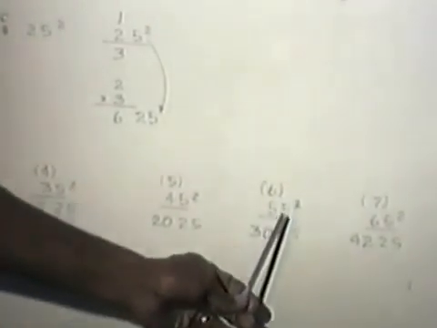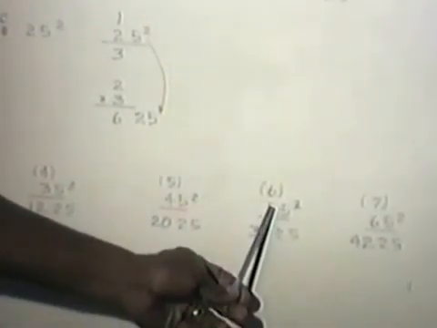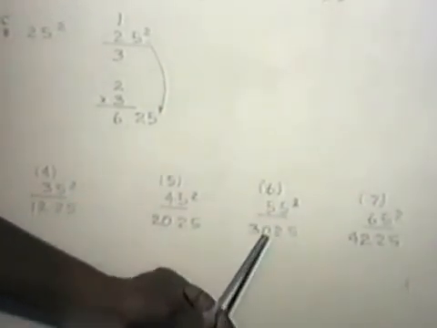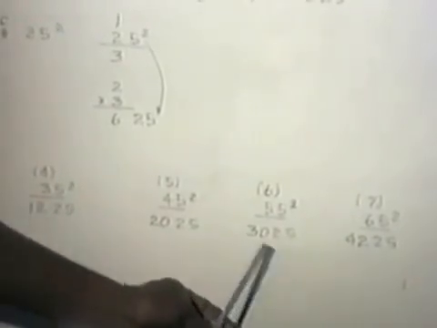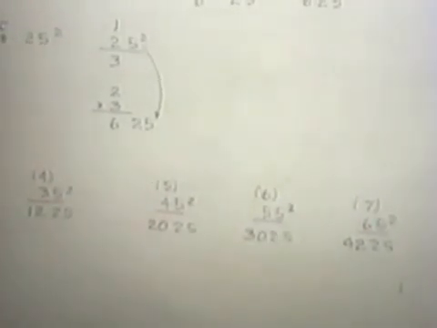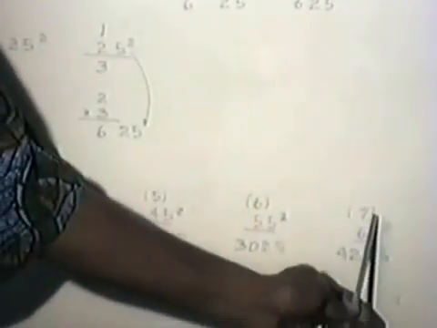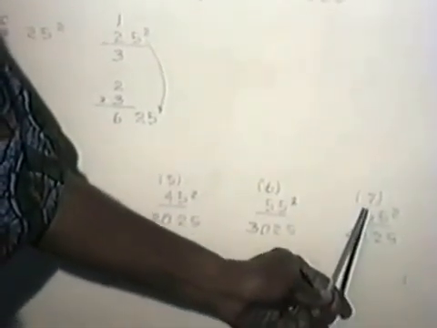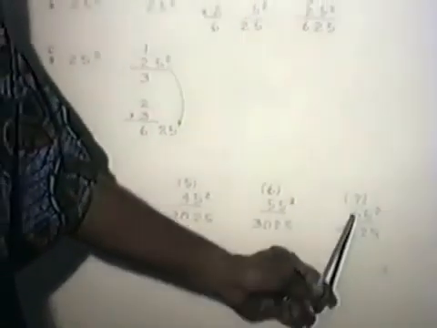Let's do 55 times 55. 5 times 5 is 25. We add a 1 to this 5, which makes it 6. 5 times 6 is 30. 30 and 25, 3025 is the square of 55. 65 square, or 65 times 65. 5 times 5 is 25. We added 1 to the 6, which made it 7. 6 times 7 is 42. The square of 65 times 65 is 4,225. That's the quick way of doing numbers that end in 5.